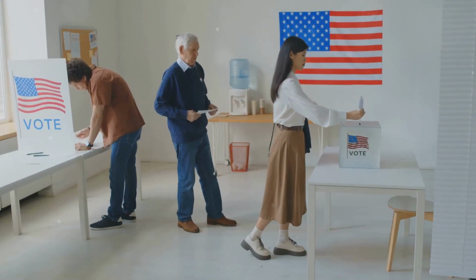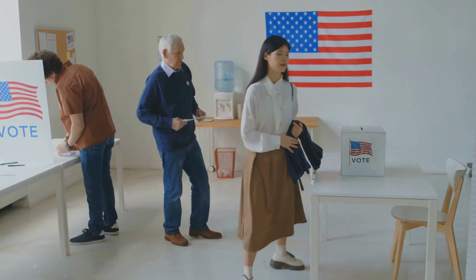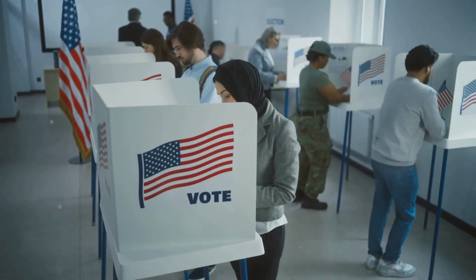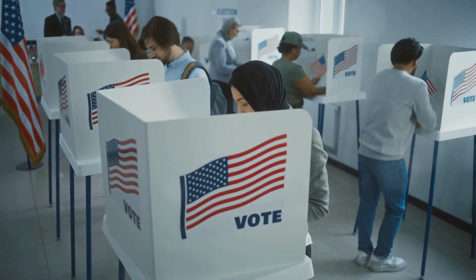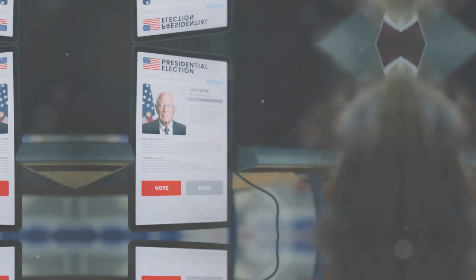Now these electors are supposed to vote for the candidate who won the popular vote in their state. That means if most people in California vote for candidate A, the electors from California are supposed to vote for candidate A too.